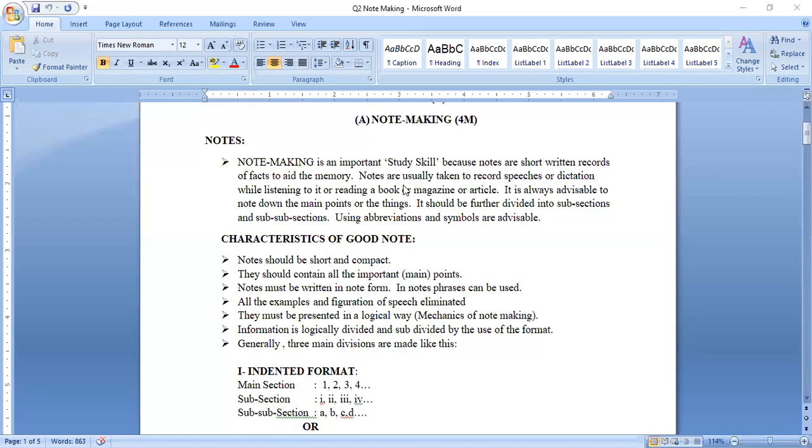Note making and summary writing will come under the title reading comprehension. So we have three parts. Section A reading comprehension and note making and summary writing, section B advanced writing skills, and then section C literature. This is what we follow, but based on the rationalized syllabus, we have a different format.